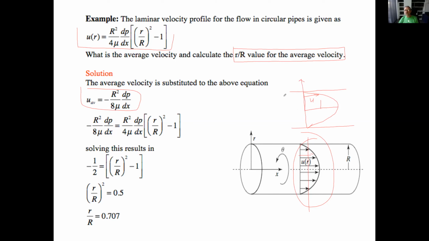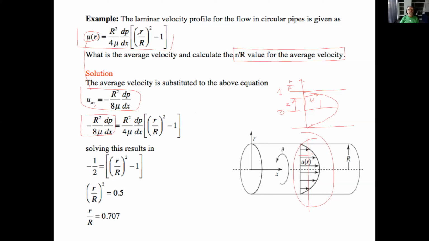And this would be R over R. If we say R over capital R, then this is 1 and this is 0 here. So what is the value of this distance? That's the question. So what we do is we take that formula. We know what's the velocity at that point. It's the average velocity, so we substitute it here.